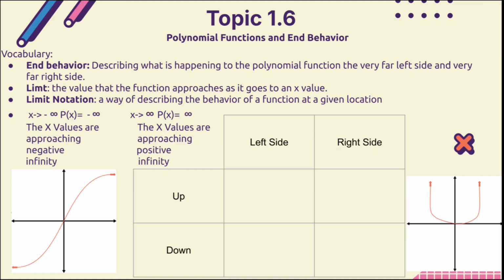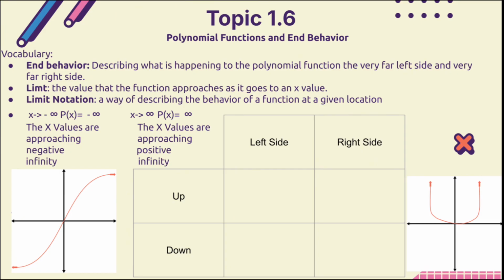In order to write this limit notation, you have to think about where the x is going and where the y is going. So the x values are approaching negative infinity. We note that as x approaches negative infinity, p of x, our function, equals negative infinity. On the other hand, if the x values are approaching positive infinity, that will be written as x approaches positive infinity, p of x, our function, equals positive infinity.